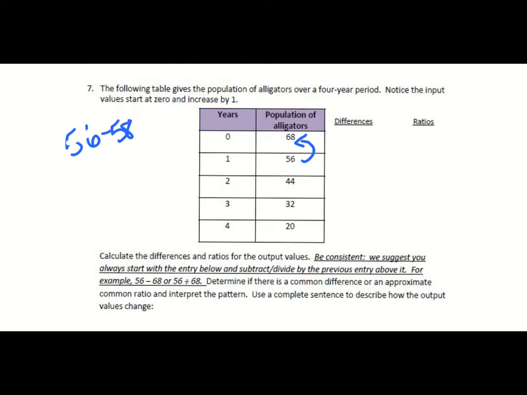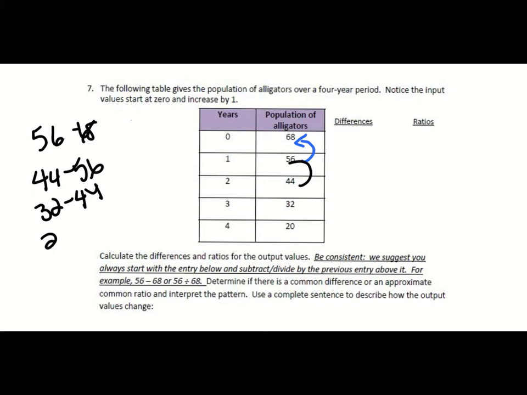Actually, let me make some more room. Okay, let's do over here. I'm going to do 56 minus 68. And then I'm going to do 44 minus 56, 32 minus 44, 20 minus 32. So that gives me my differences.